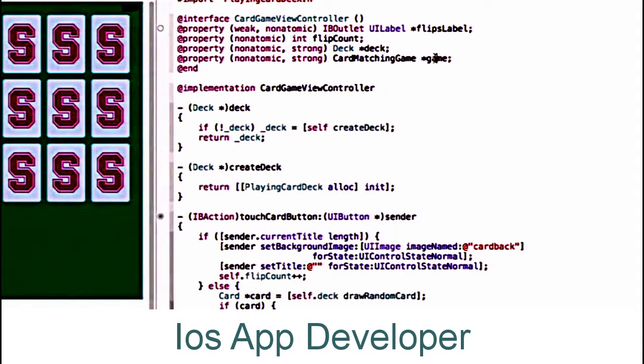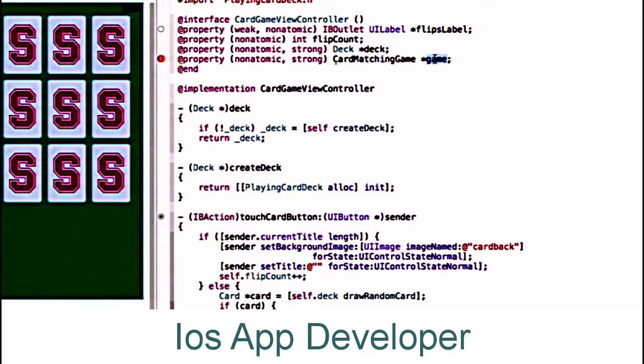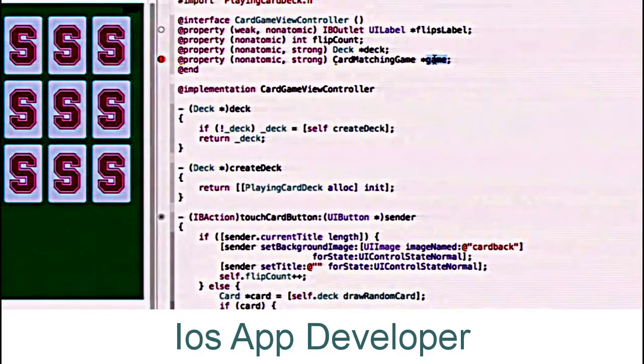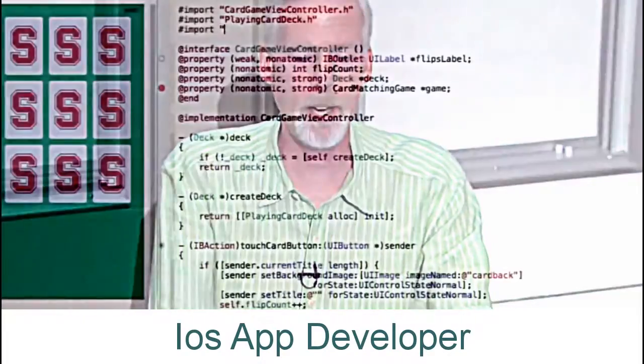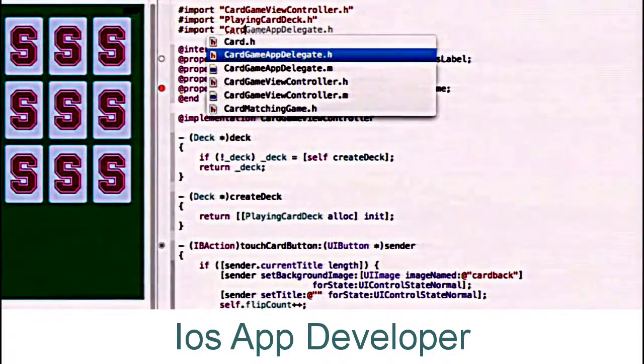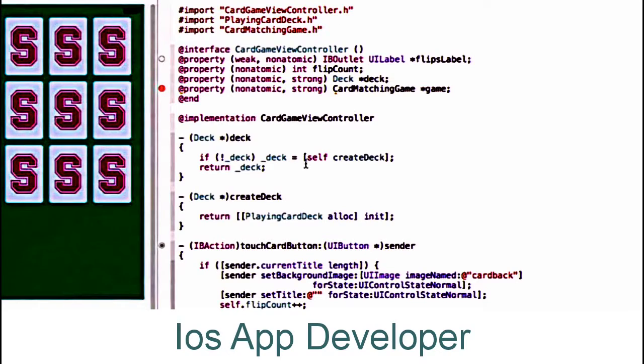Okay? Now, one could argue, some people would call this model. I don't like that so much because sometimes a model will span multiple properties. Or they might call it game model. Okay? That's not so bad. I'm okay with that. I like game. I think it reads a little nicer in the code, but it's kind of a matter of personal preference. But in any case, I need to import my card matching game header file here to make this work.